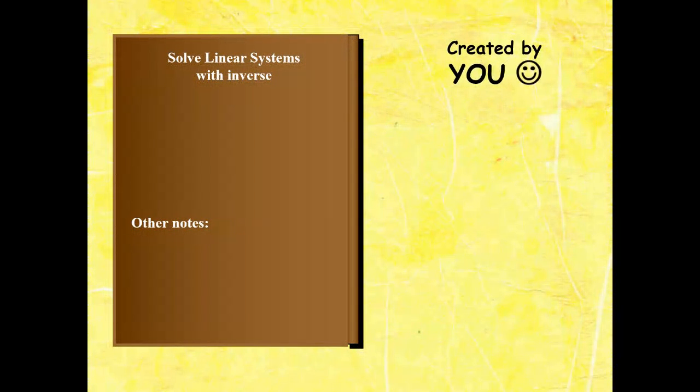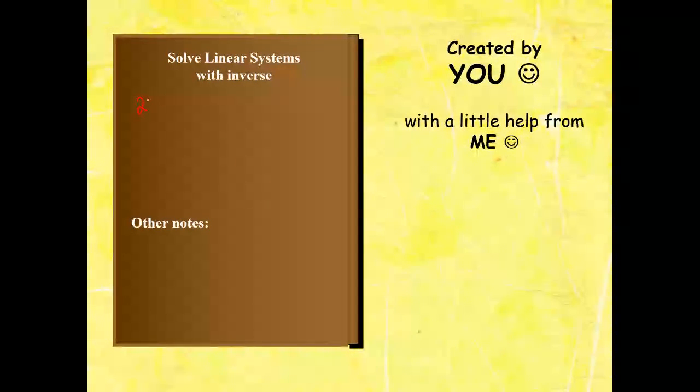And finally, solving linear systems with inverse. Again, if it's 2 by 2, it should be by hand. If it's 3 by 3 or larger, it's in your calculator, right? And so you should be writing the matrix equation. That should be a habit for you, right? Write the matrix equation.